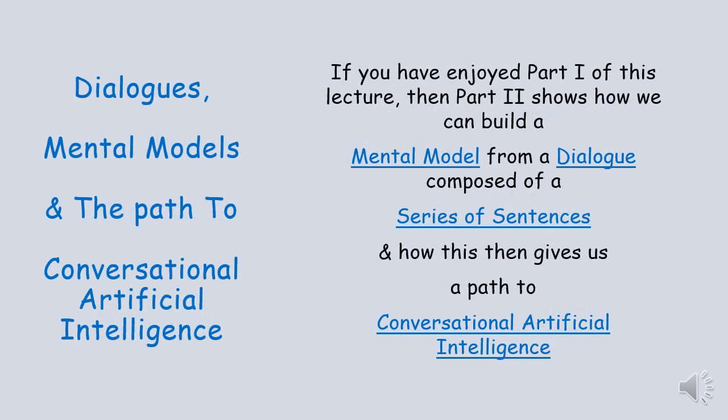Okay, we've now reached the conclusion of part 1 of this lecture. If you go on to examine part 2, then part 2 shows how we can build a mental model from a dialogue composed of a series of sentences, and how this then gives us a path to conversational artificial intelligence. So part 2 discusses dialogues, mental models, and the path to conversational artificial intelligence.